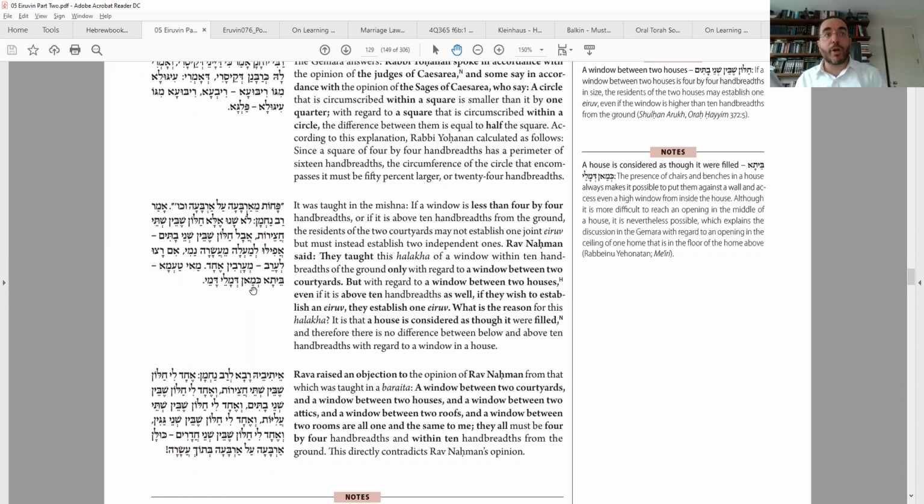Why is a house more lenient than a courtyard? Because I don't have it. I don't have it. No. Okay. Sorry.